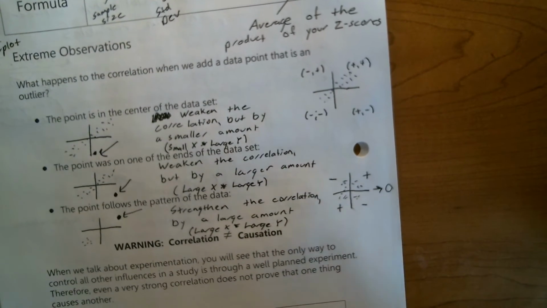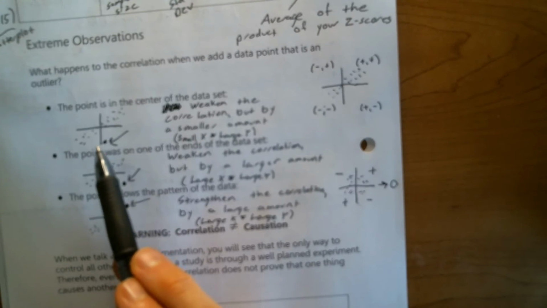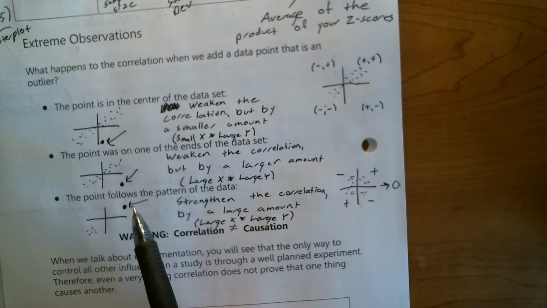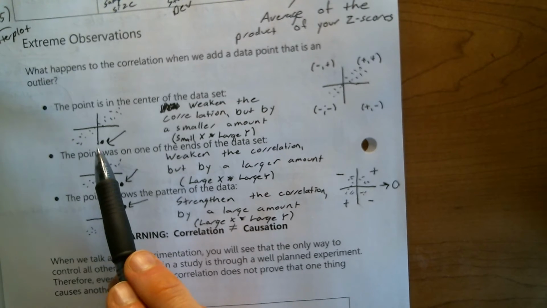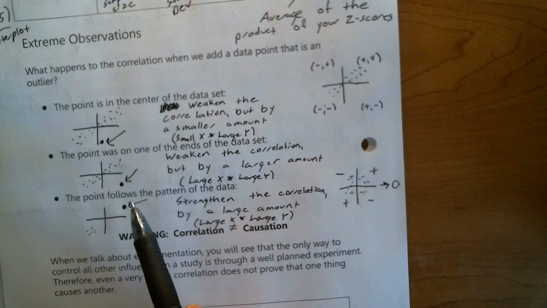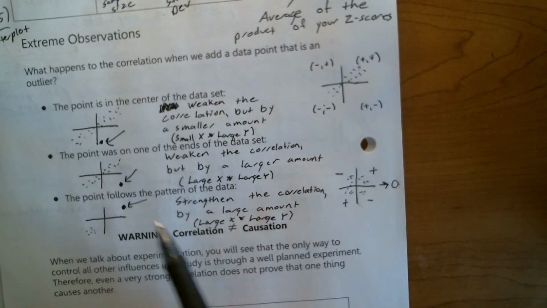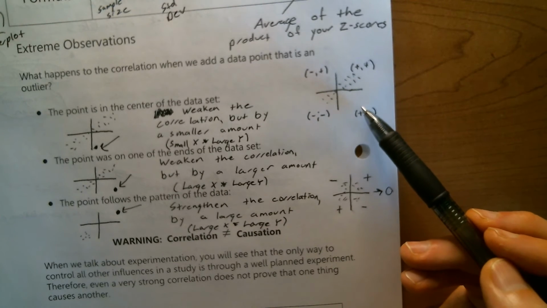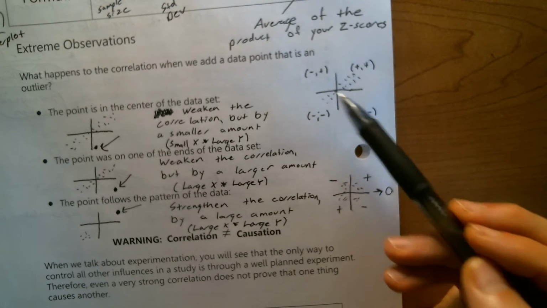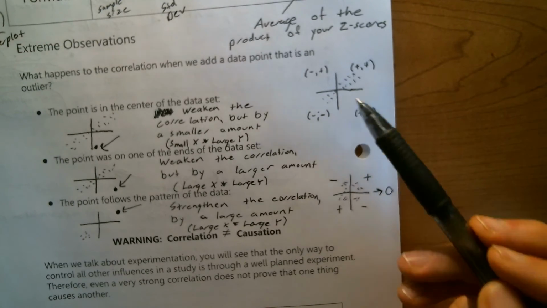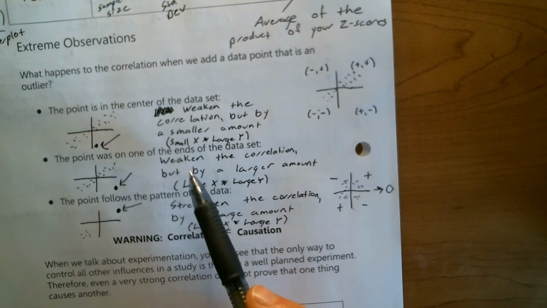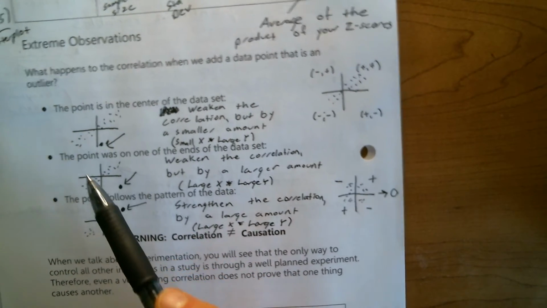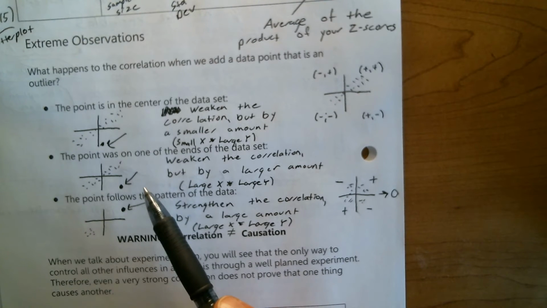So let's kind of summarize here. First of all, if the point or the outlier goes against the pattern, it's going to weaken the correlation. If you have a point going against the general pattern, it is going to weaken the correlation because it's going against the grain, from having mostly positives to one big negative, or having mostly negatives to one big positive. Now, how much it weakens the correlation depends on its position. If it's towards the center, it's going to weaken it less. If it's towards the edges, it's going to weaken it more.